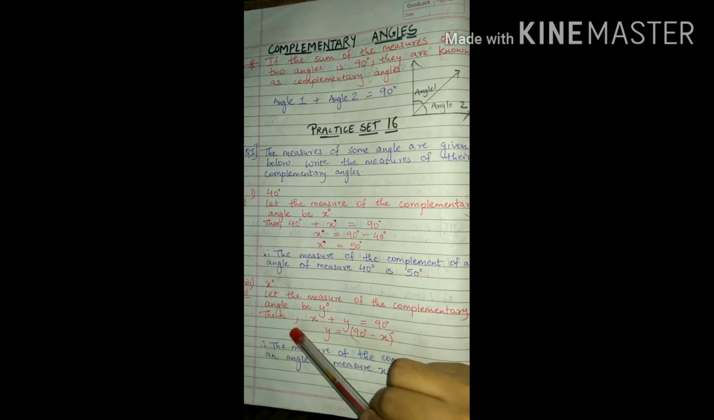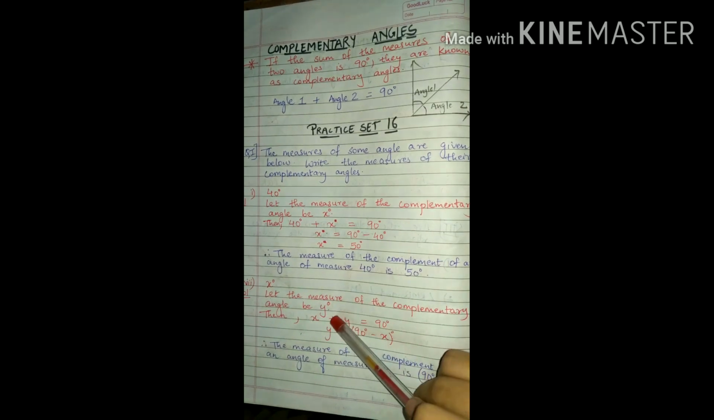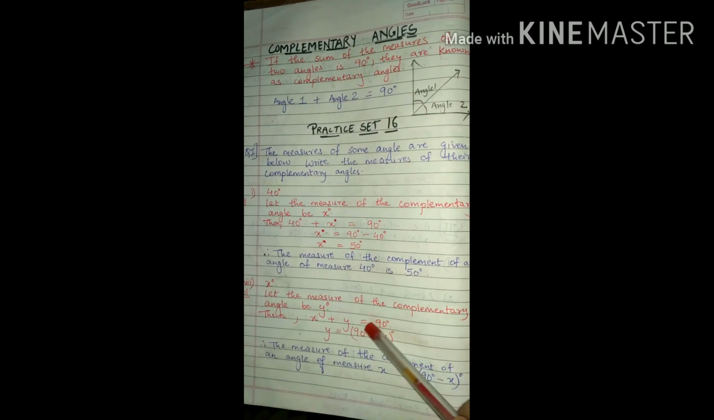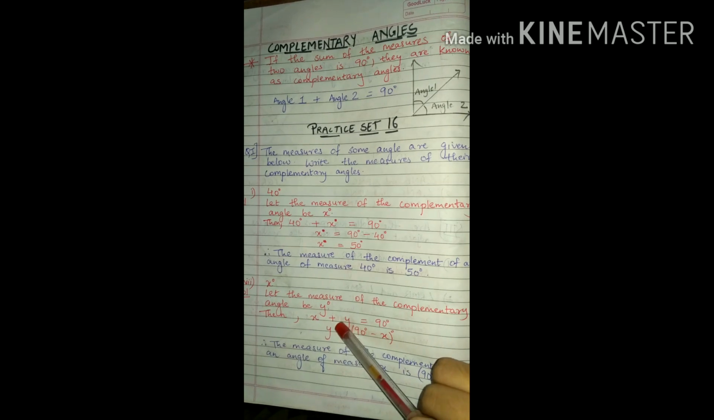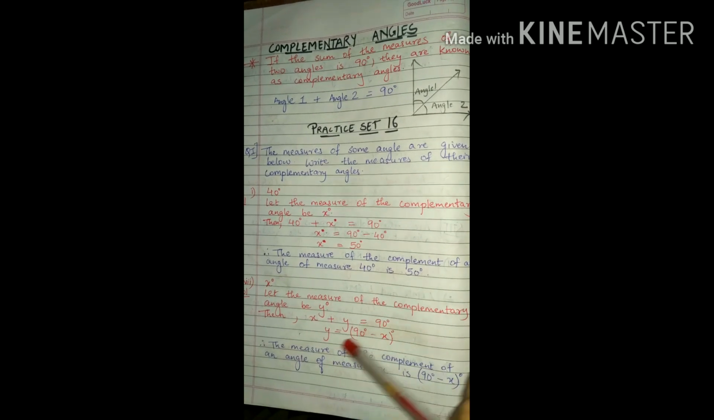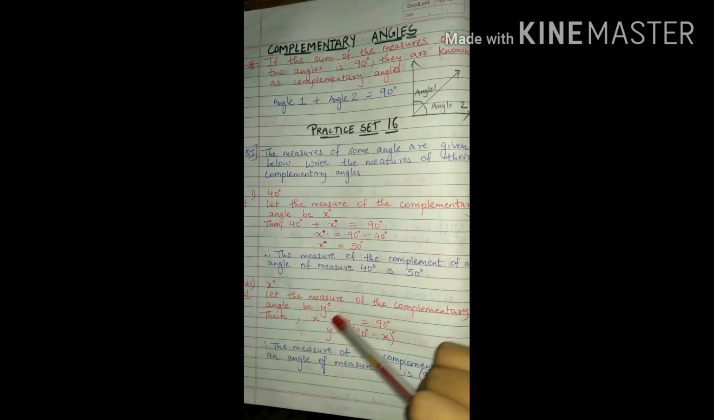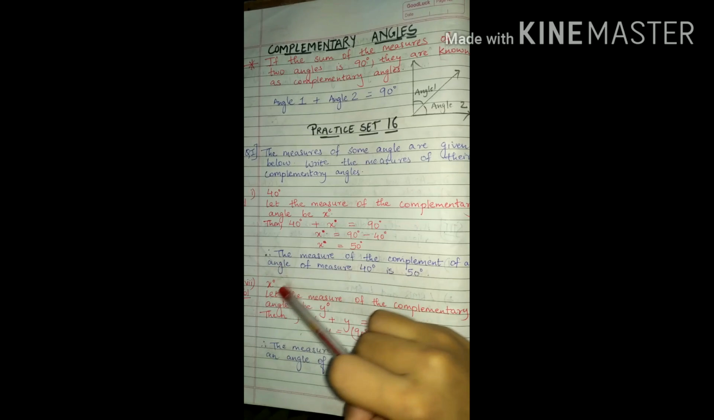So then what we know, that angle 1 plus angle 2 equals what? 90 degrees. So X degree plus Y degree equals 90 degrees. So why are we keeping Y here only? Because we are finding the complement of X degree.